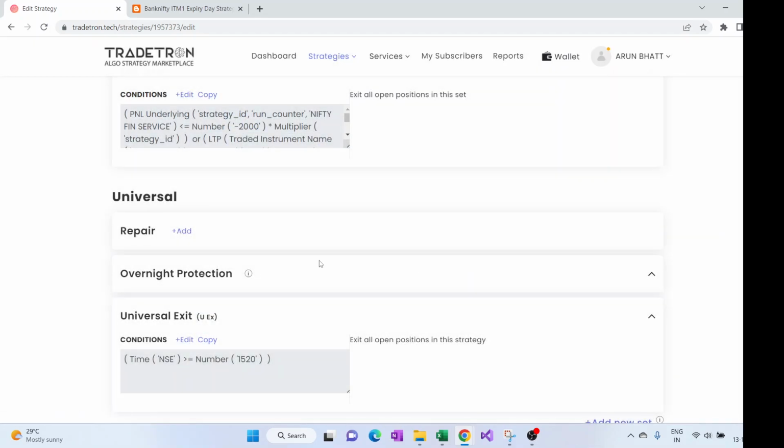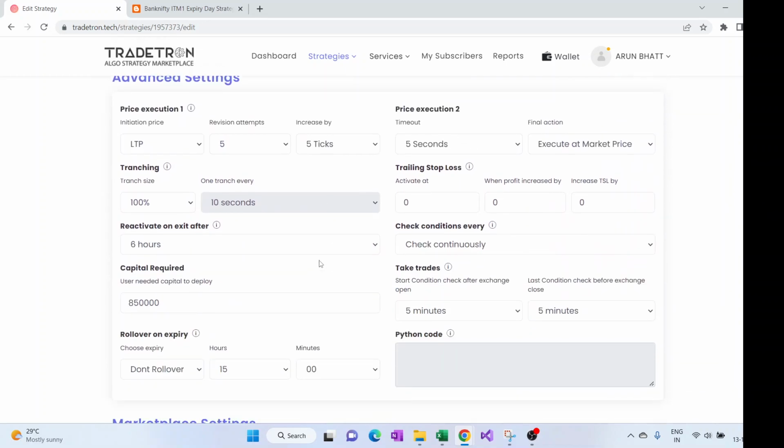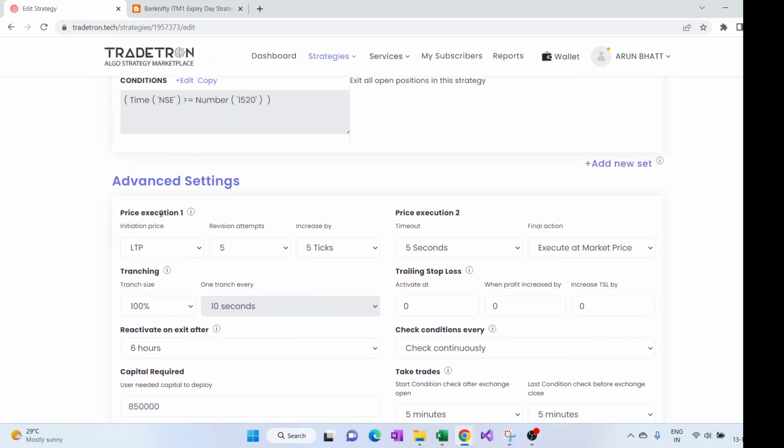Now the thing with Fin Nifty is that the brokers where I trade don't allow market orders. So I always have to put a limit order, whether for buying or for selling. In the TradeTron advanced settings, we can do that by saying always put a limit order. Here I'm saying place it based on the LTP, whatever the LTP is, and increase it by 5 ticks.